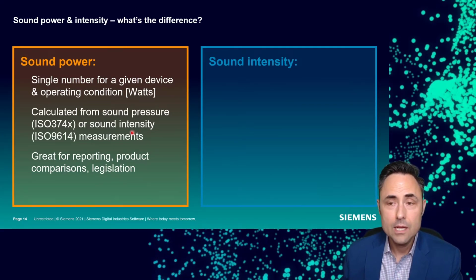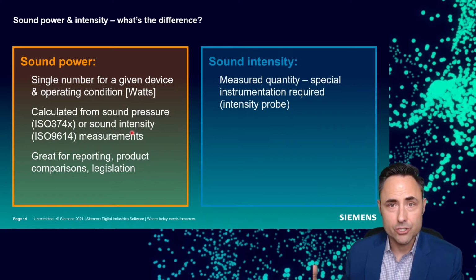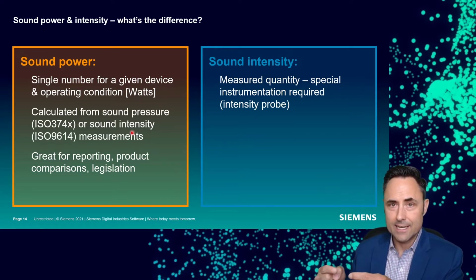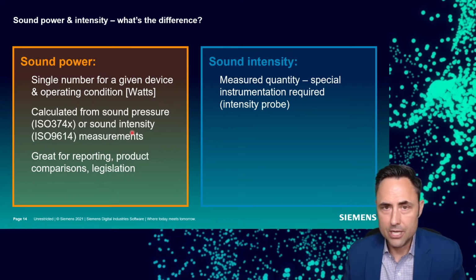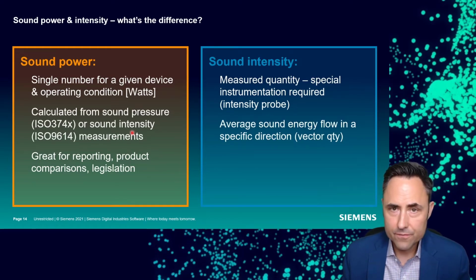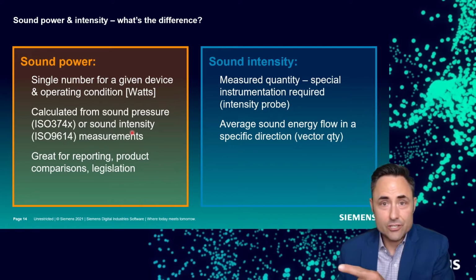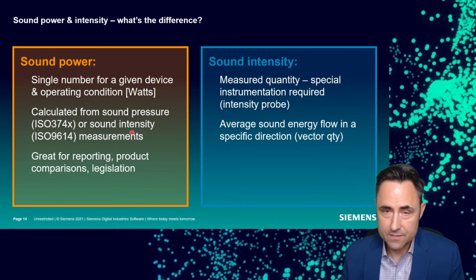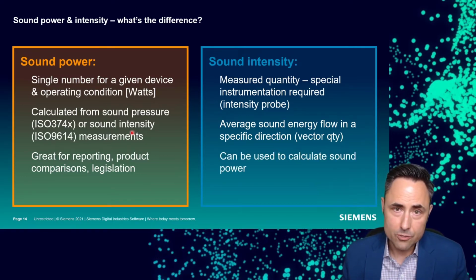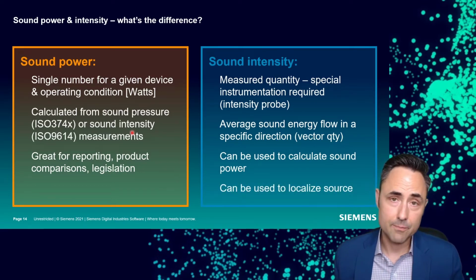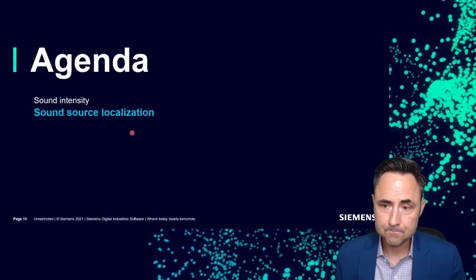Okay. Sound intensity, on the other hand, is a measured quantity, right? We're measuring it directly, but we need some special instrumentation. These two phase-matched microphones create an intensity probe, and we're measuring intensity directly then. And they measure for us the average sound flow per unit area, but it's a vector quantity, right? We now know the magnitude and direction of our sound flow because of this vector quantity. And it can be used to calculate sound power, but also bridge that gap to sound source localization and provide us some additional insight, okay?